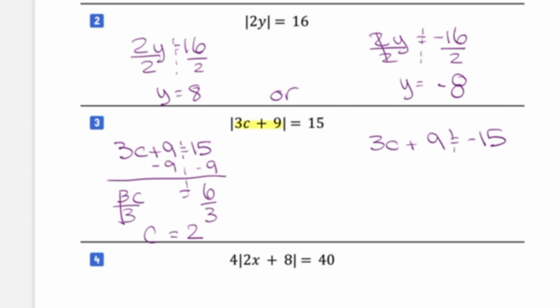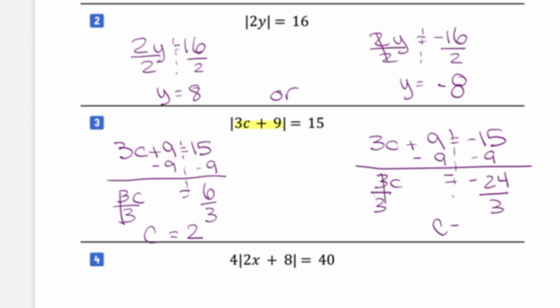On the right, again, make my fence. Undo the addition of 9 by subtracting 9 from both sides. 3 times c equals negative 24. I'm going to divide both sides by 3. On the left, I have 3 divided by 3 is c, and on the right, I have negative 24 divided by 3 for negative 8. So I get c equals 2 or c equals negative 8.